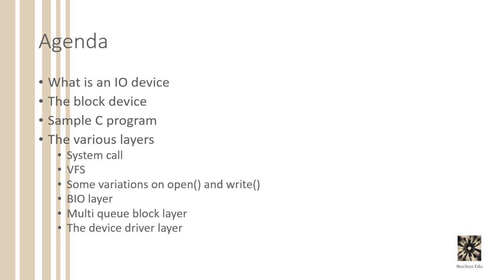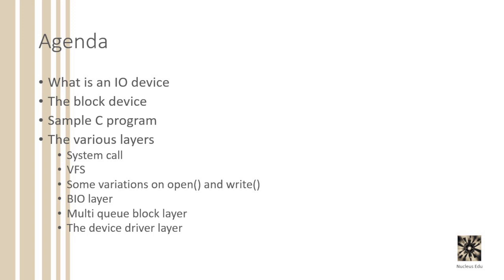Next, for every IO there's a beginning, and we're gonna have a very simple C program in which we're gonna open a file and do a write system call, describing the point where that IO would begin. And then we're gonna look into the various layers one by one through which that particular IO would go through, starting from the exact system call that is made in the sample C program, going to the VFS layer, which is the virtual file system layer. We're gonna then look into some of the variations on the open and write system call and how it affects different paths that your IO takes.